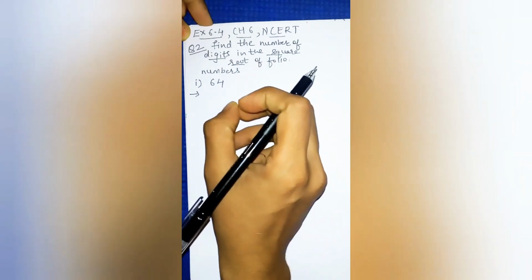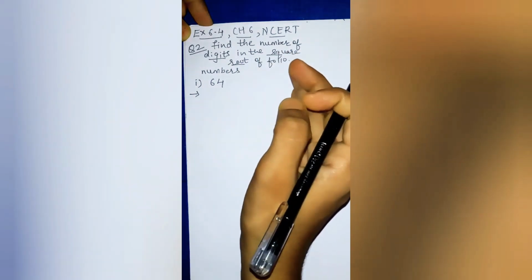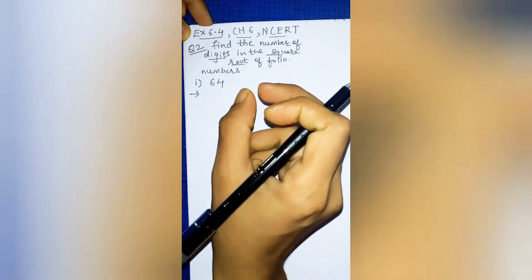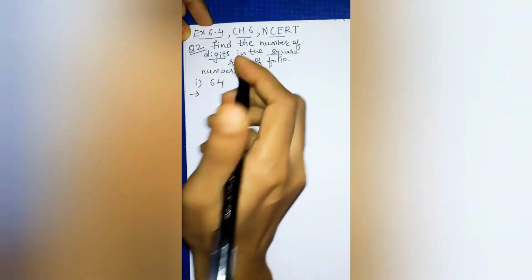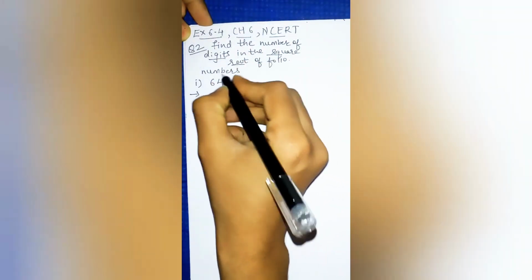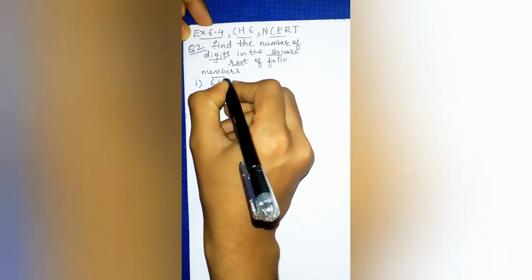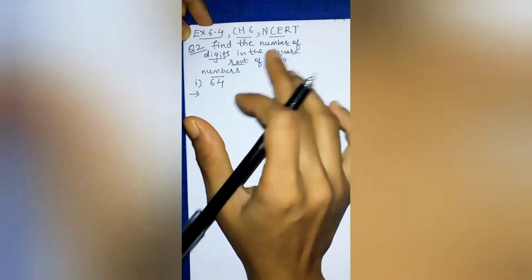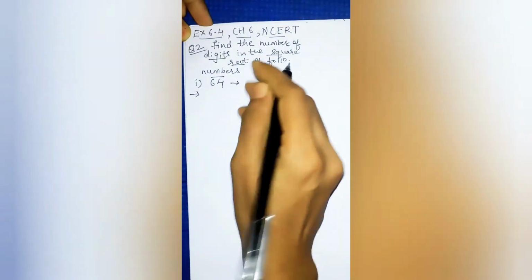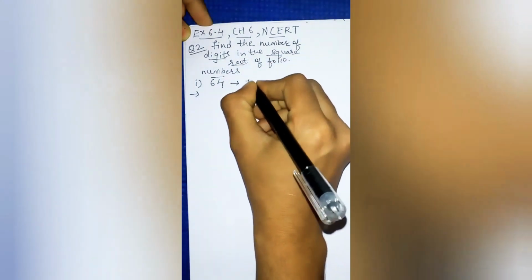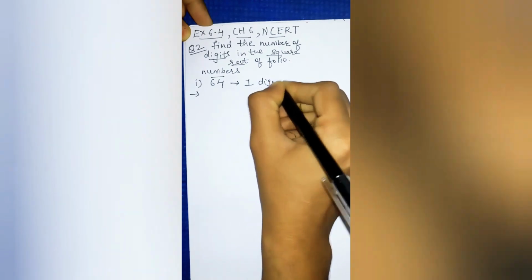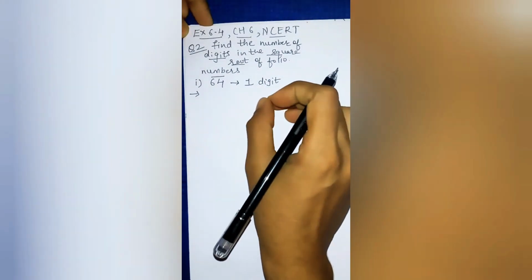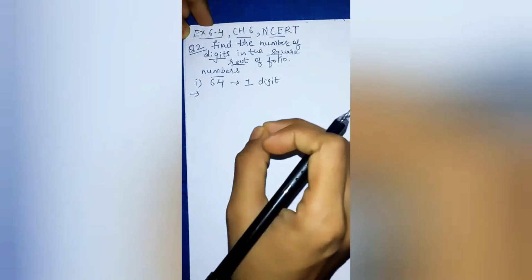Now when we draw the bar, we start from the last digit. And after every 2 digits, we draw the bar, means pairing by 2. So if I draw the bar in this 64, only 1 bar we are able to draw. So here in the square root, there will be only 1 digit. So this is one method. Directly by drawing the bar, you can find out.